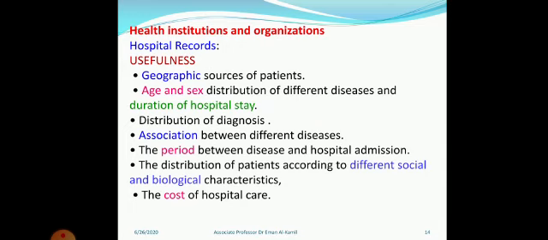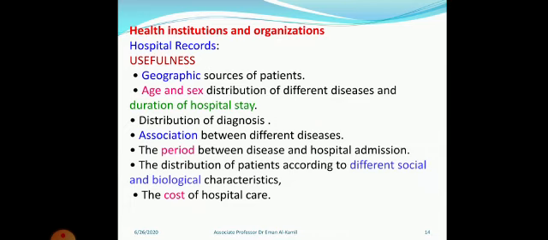It is important to know the average number of days for each disease, which varies from one disease to another, and this is important in the planning of healthcare services. Also, it is important in giving the distribution of different diagnoses, and the association between different diseases. Some people are admitted with multiple diseases, what is called comorbidity, and it is important to know the association of multiple health problems which sometimes occur all together, especially among elderly people.